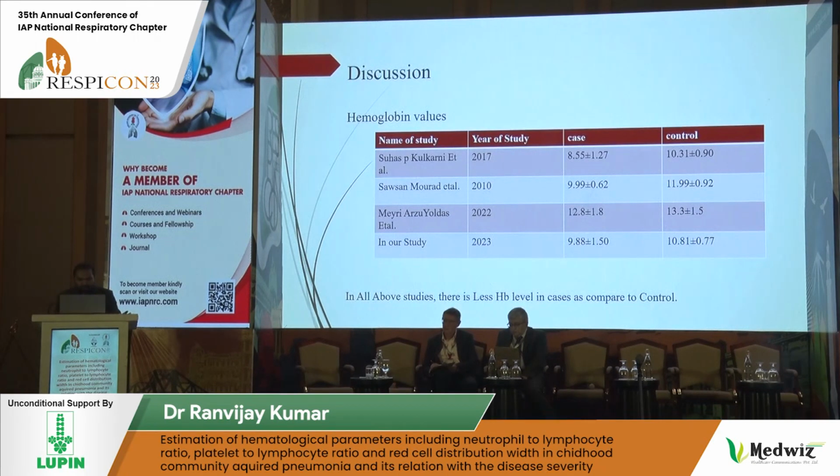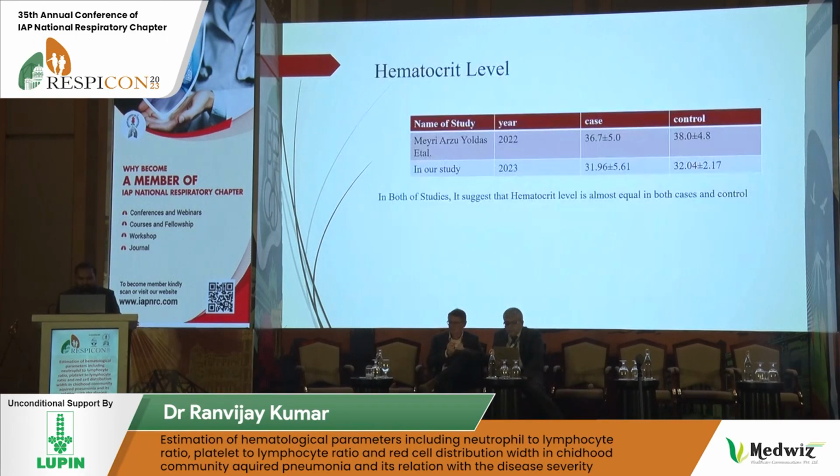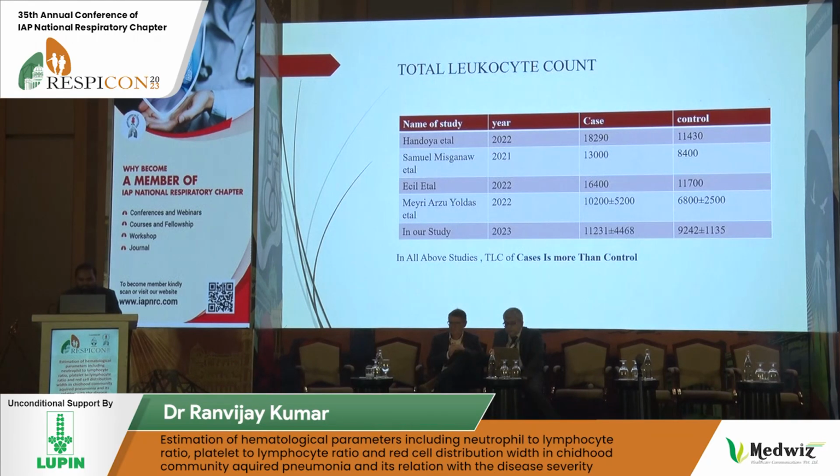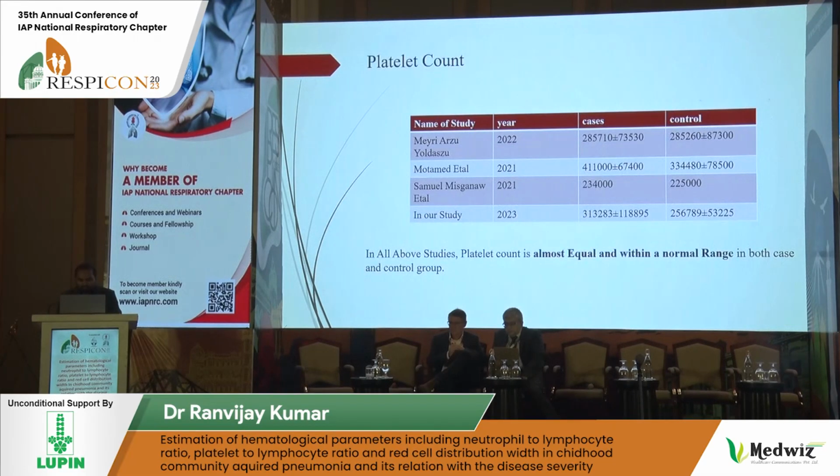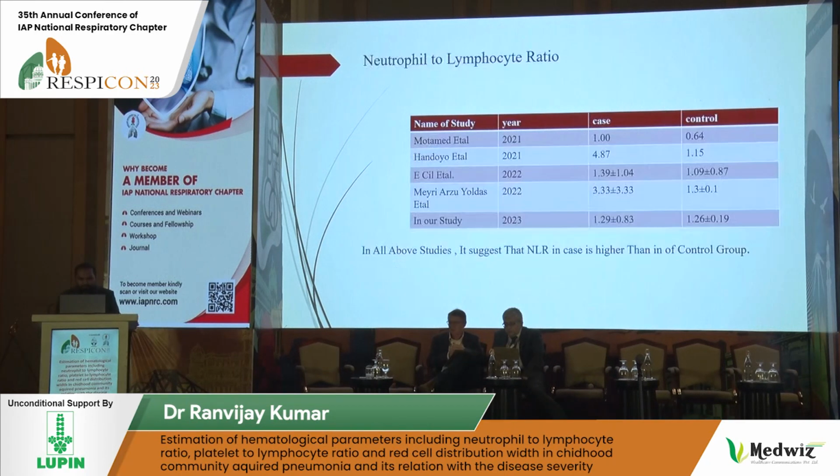Discussion of my studies. In all the studies, there is a lower hemoglobin level in case as compared to control, and even more lower in the severe form. Similarly, in hematocrit, in both of the studies, including my study, hematocrit level is almost equal in both case and control. TLC count in all the above studies, TLC of case is more than control. Platelet count is almost equal and within normal range in both case and control.